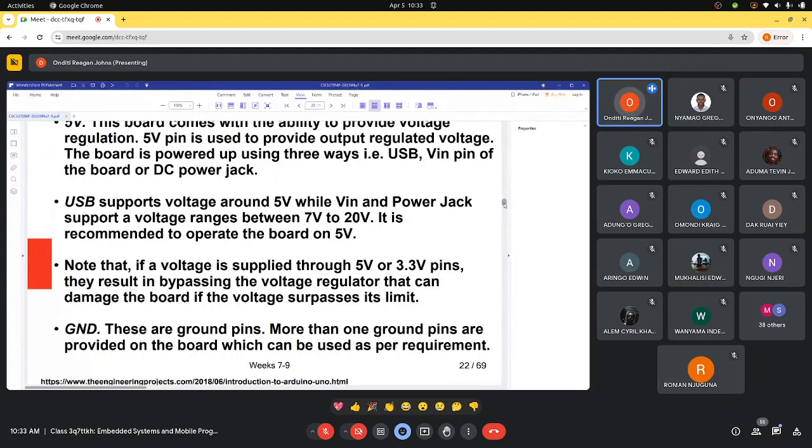The ground, the GND pins, these are the ground pins. More than one ground pin is provided on this board because in several scenarios, you'd want to have a complete circuit by providing both the negative and the positive voltage.